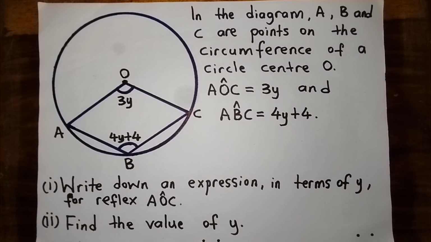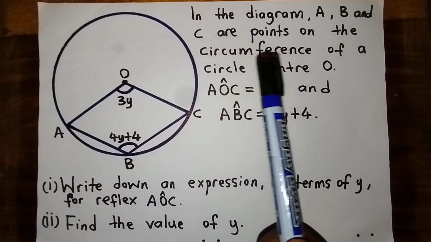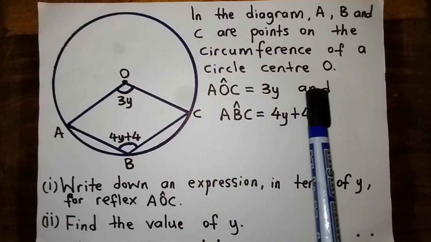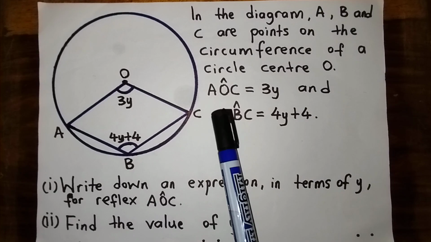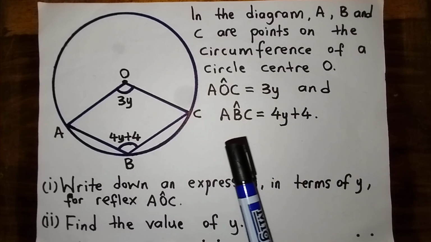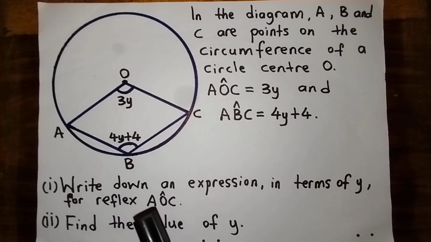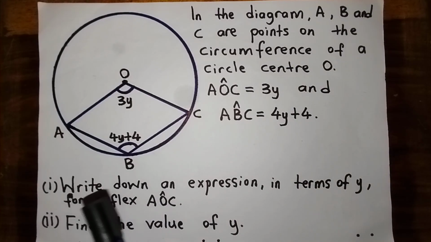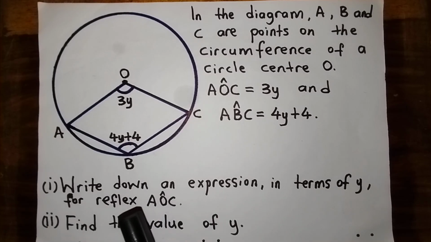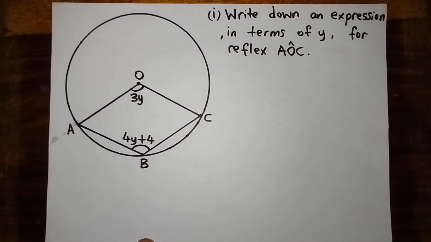Let me read the information regarding the questions which you want to answer. In the diagram, A, B, and C are points on the circumference of a circle center O. Angle AOC equals 3y, and angle ABC equals 4y plus 4. And our first question, write down an expression in terms of y for reflex angle AOC. And the second question, find the value of y.